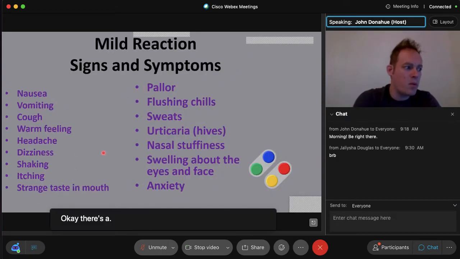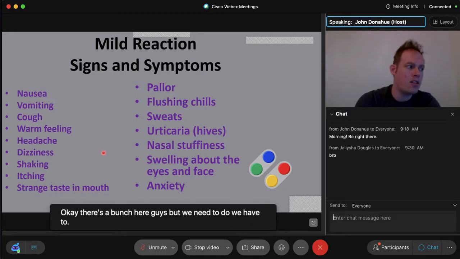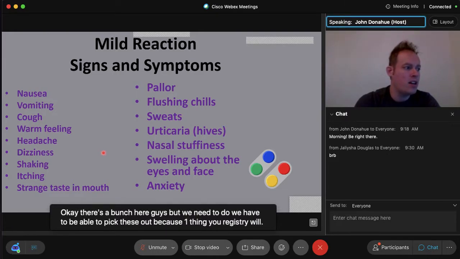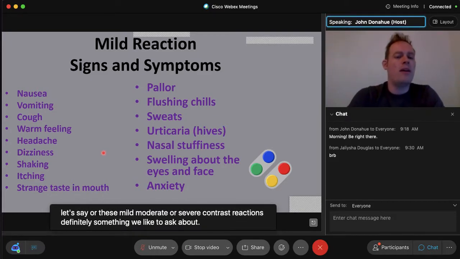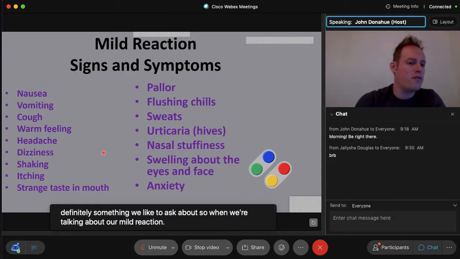Okay, there's a bunch here, guys, but we have to be able to pick these out because one thing your registry will do is give you a list just like that on a question. They'll say, are these mild, moderate, or severe contrast reactions? Definitely something they like to ask about. So when we're talking about our mild reactions, they are listed right there for you.